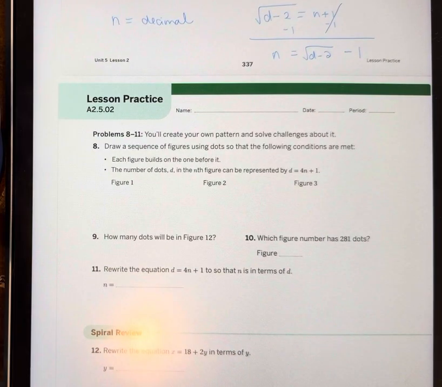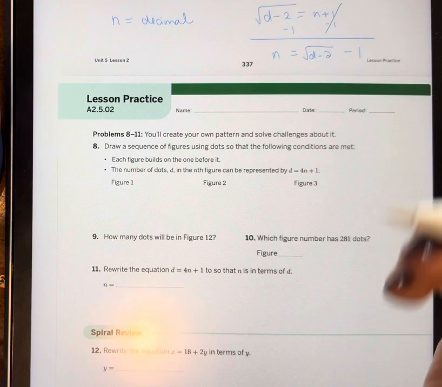Okay, you'll create your own pattern. Oh boy. Okay. Draw a sequence of figures using dots so that the following conditions are met. Each figure builds on the one before. The number of dots d in the nth figure can be represented by 4n plus 1. Oh, they got specific here.